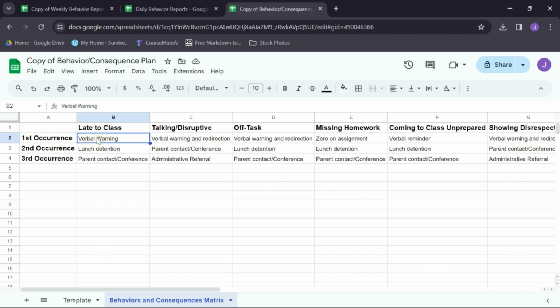Students being late to class drives me crazy as a high school teacher. First occurrence is a verbal warning. Second occurrence is a lunch detention. Third occurrence is a parent contact or conference.